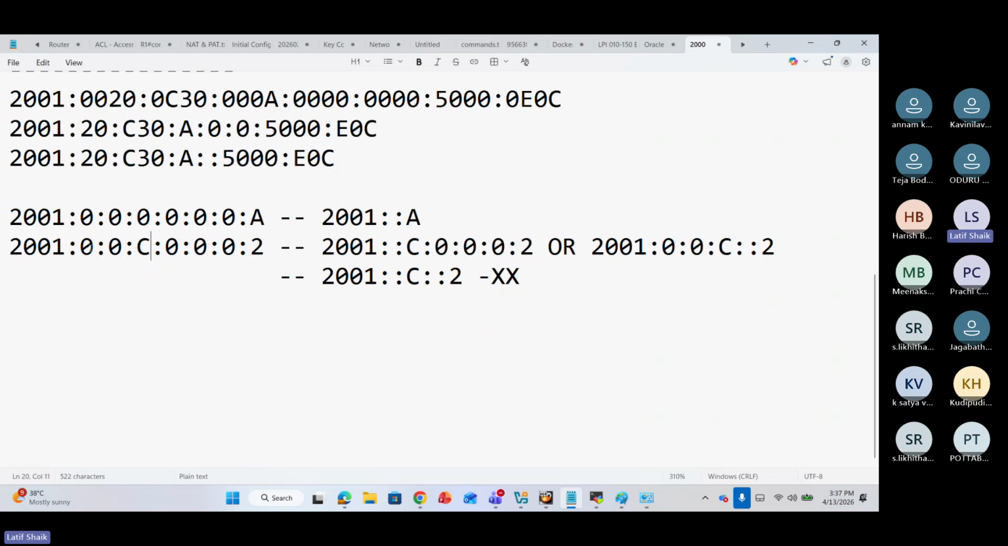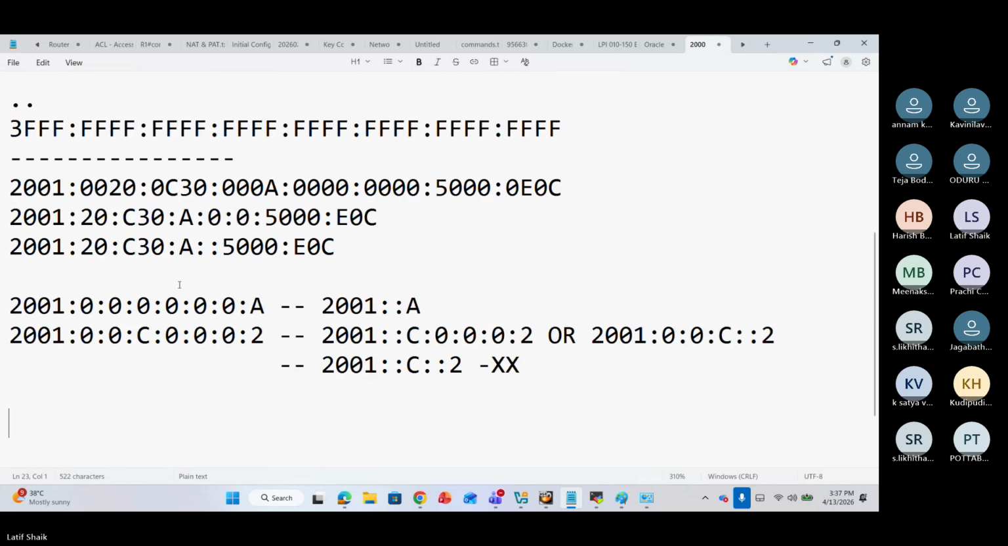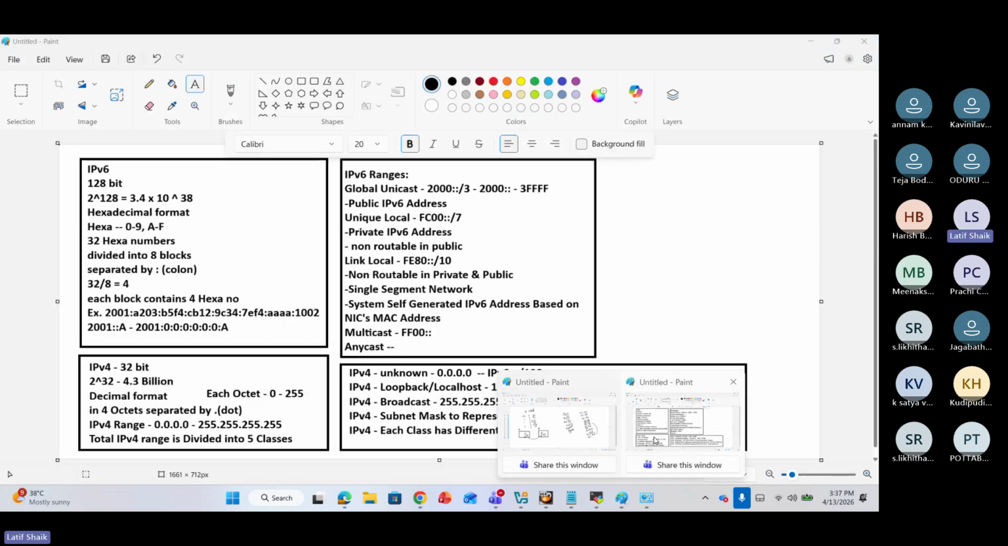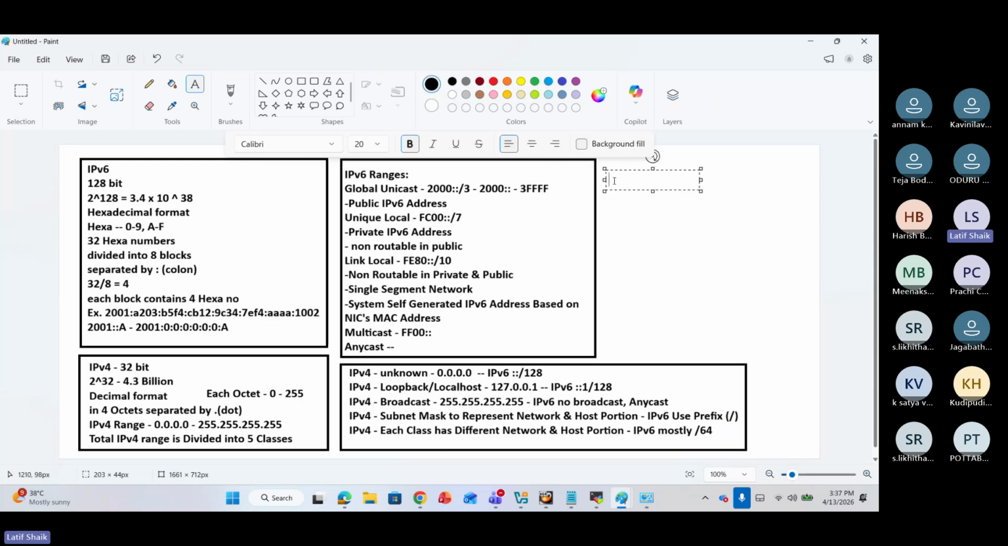But if there's some number in between, with two zeros here and three zeros here, and a number in between, compulsorily you have to check which zeros you want to remove and put a double colon there. Either this side or this side. Either you write like this or like this, but you should not do both; you can't remove both. Understand, guys, how to deal with an IPv6 address.